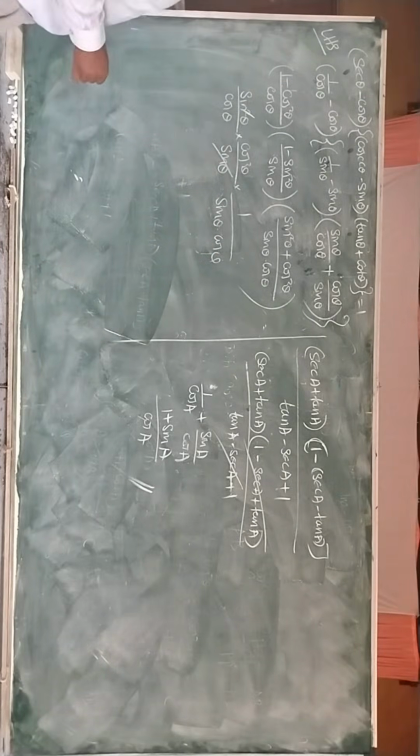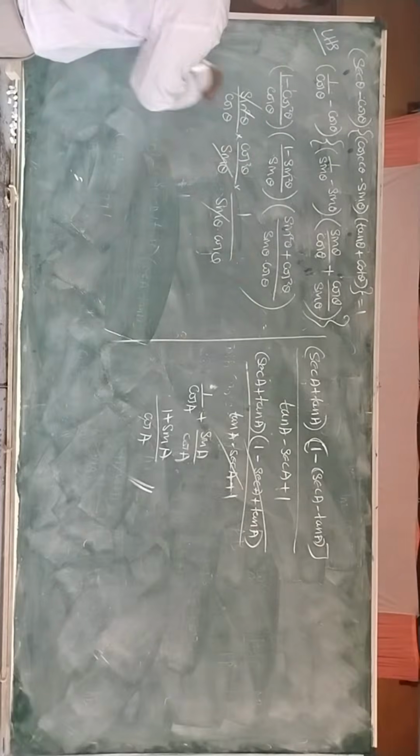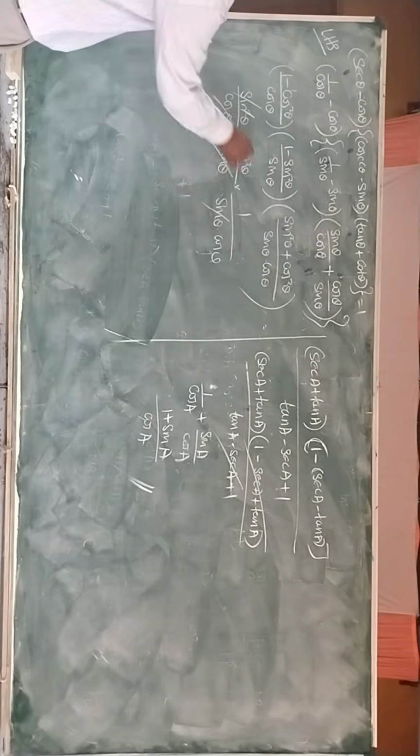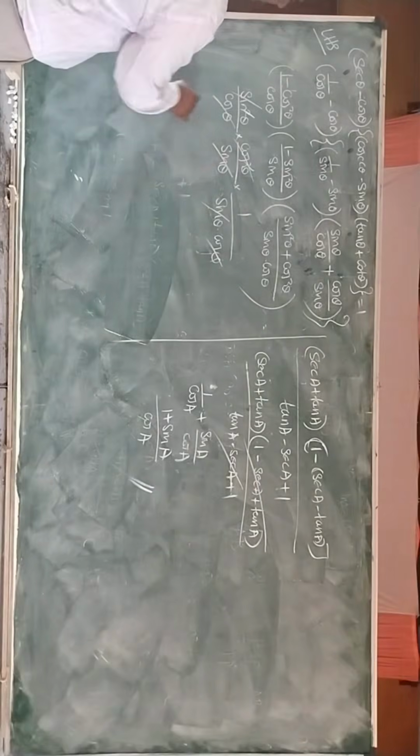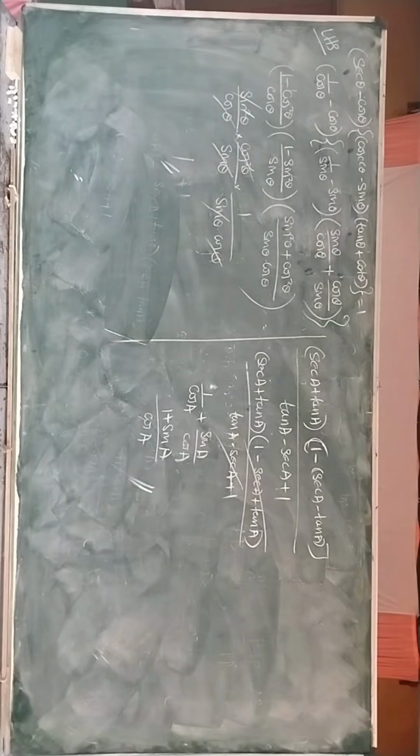One sin gets cancelled. One more sin also gets cancelled. One cos gets cancelled. Cos gets cancelled. One. Okay? Yes. Next question.